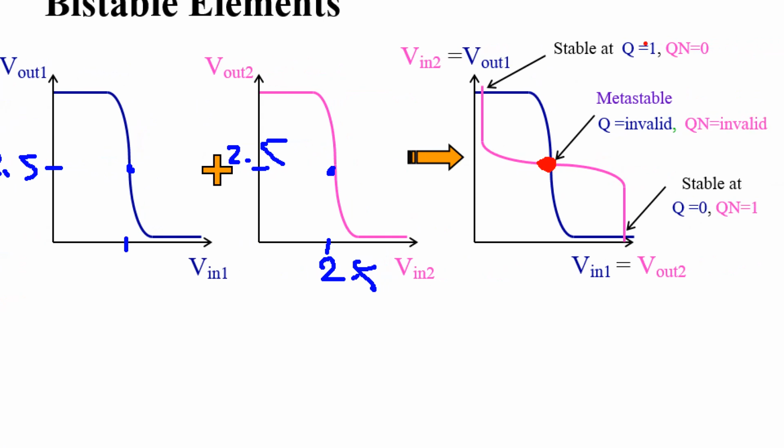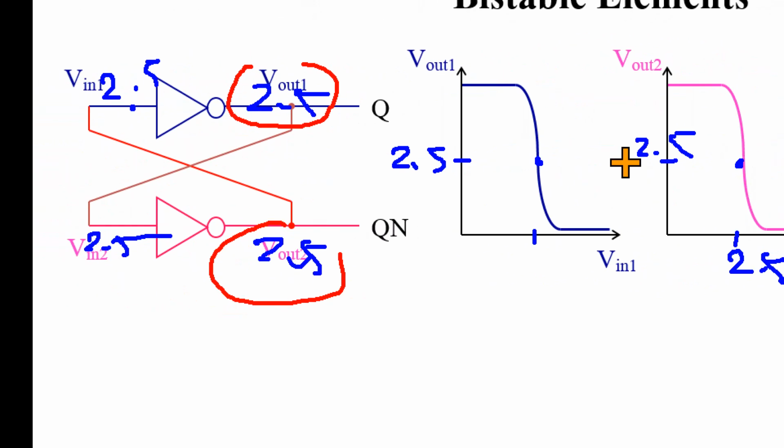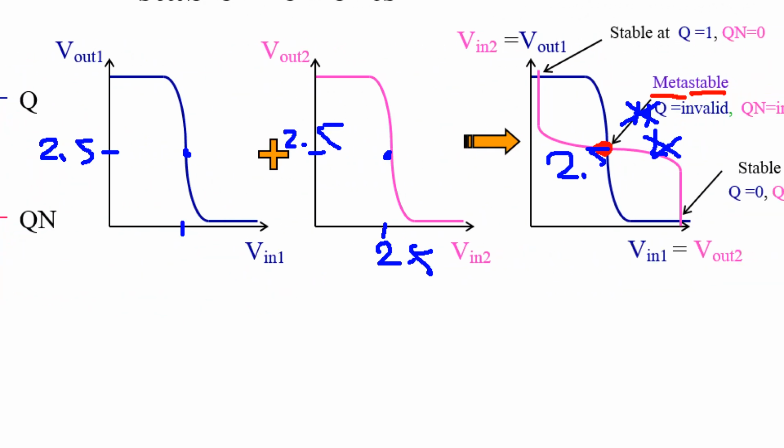This point is called metastable. It stays by itself at 2.5. Actually, it's not logic low, and it's not logic high. Not low, not high. So it's invalid at the logical level. If the circuit becomes metastable, what happened?